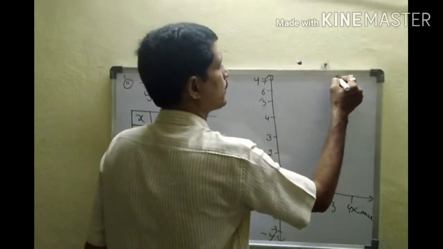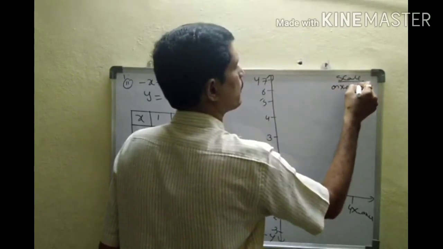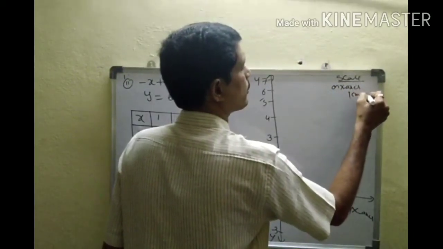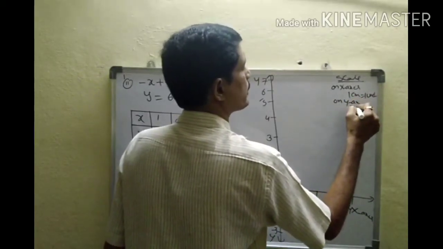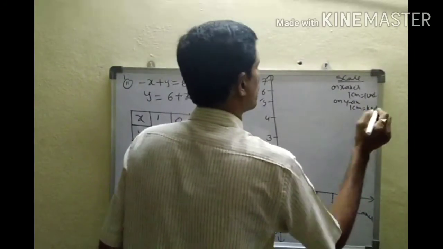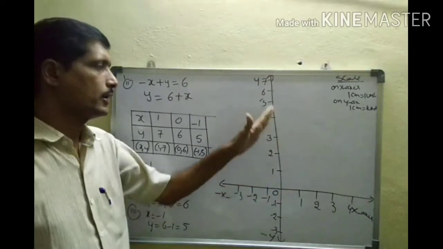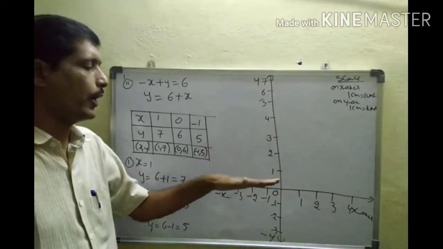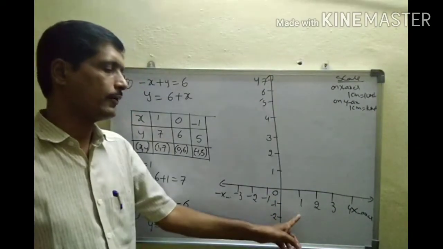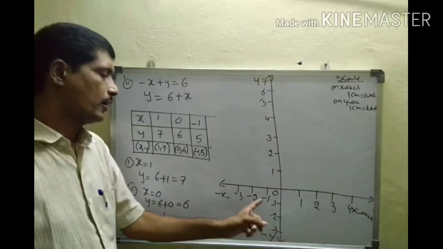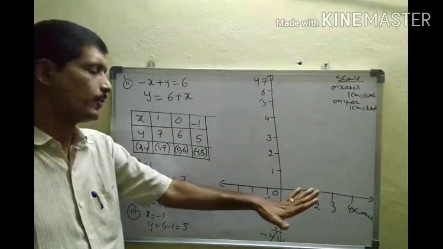Here write scale on x axis. 1 centimeter equal to 1 unit. On y axis 1 centimeter equal to 1 unit. Okay, first draw the horizontal line, that is the x axis. Draw the vertical line, that is the y axis. The point of intersection of x and y axis, that is the origin. Next, indicate the values 1, 2, 3. If the graph is big, we have to take small values. If the graph is small, you have to take big values.